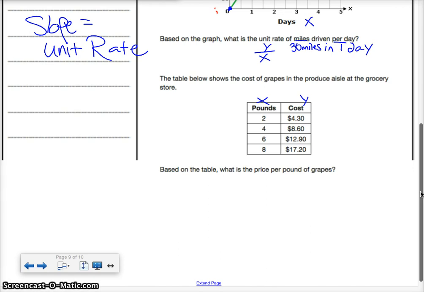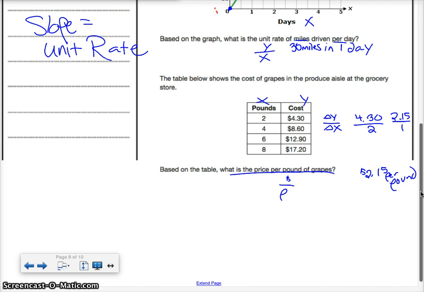So I want to use this, what's the price per pound? So that's saying dollars to pounds. That's what it's saying. Change in y over change in x. Looks like my y is always changing by 4.30. And it looks like my x is always changing by 2. Am I right? Yeah. Yeah, I'm right. And then I gotta simplify. So 2.15 is to 1? So that means that it's $2.15 per pound.